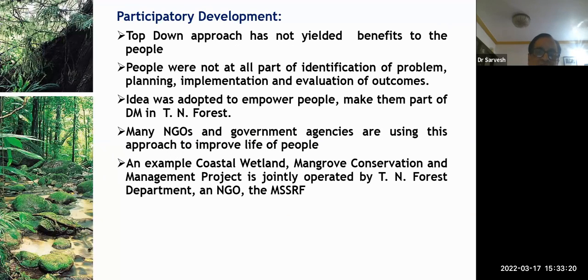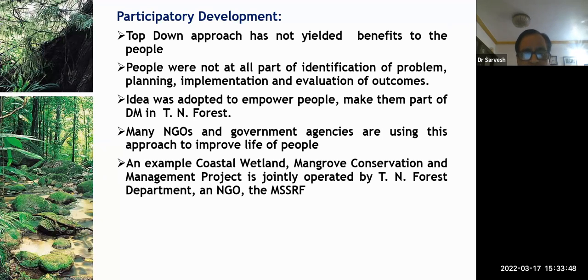Now comes really the core issue, in fact, the participatory development, because the blueprint prepared by the top-down approach has not really yielded any results. What has happened is that we have to take the people along. They have to be made part of the development in identification of their problem, planning, implementation, and evaluation of the outcomes of their actions and their ideas.